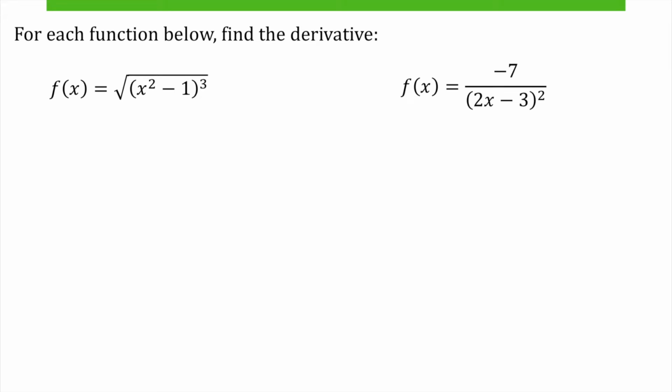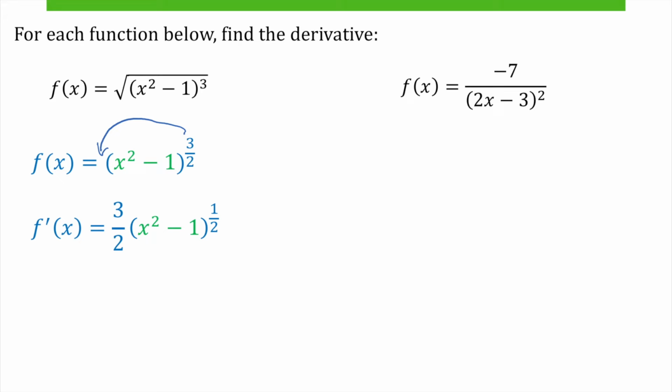Ooh, what do we do with these? Anytime you see a radical, the first thing you need to do is rewrite that as a fractional exponent. And actually that helps us see the outside function and the inside function, doesn't it? So we will go ahead and bring forward the exponent, drop the power by 1, and then take the derivative of the inside. So the derivative of x squared minus 1 is 2x.